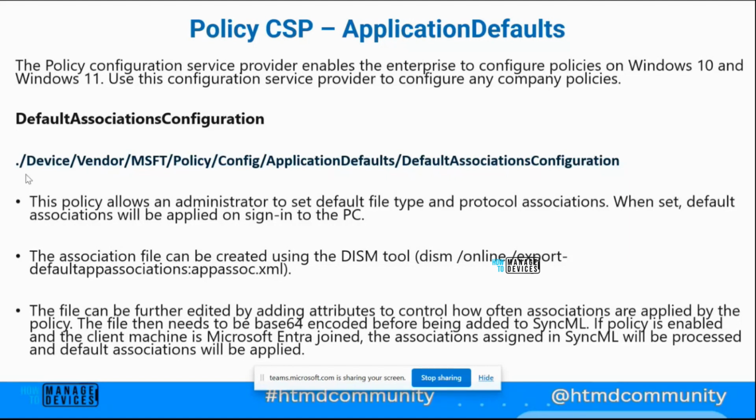And to go more into that, this policy allows the administrator to set default file type and protocol association with an association file, and the association file can be created by using the DISM tool. So we can export that default association, and we can modify it based on our needs. And I already wrote it down here. We can encode it in Base64 format, and we can apply the policy using Intune. So that's what we are going to do with the OMA-URI and the policy CSPs. So going to the next slide.